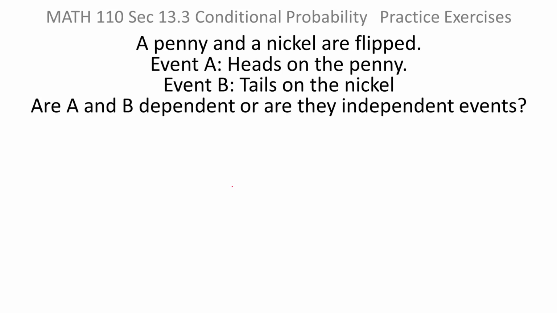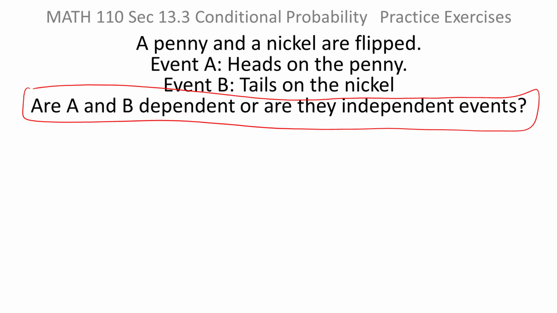A penny and a nickel are flipped. Event A is the event that you get heads on the penny. Event B is the event that you get tails on the nickel. The question is, are A and B dependent events or are they independent events?